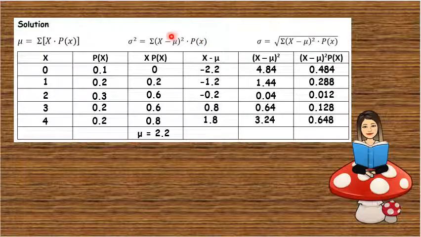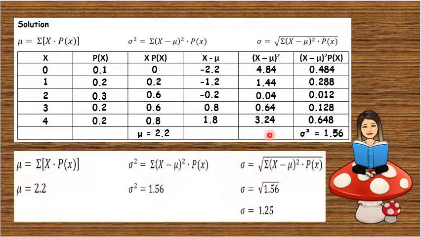So, nakuha na natin ito lahat. Ang kulang na lang ay yung sum. Okay? Since may summation ulit dyan, kukunin natin yung sum nila or i-add natin silang lahat para makuha na natin yung value ng ating variance. So, kapag in-add nyo yan, ang makuha natin is 1.56. So, eto na yung value ng ating variance.